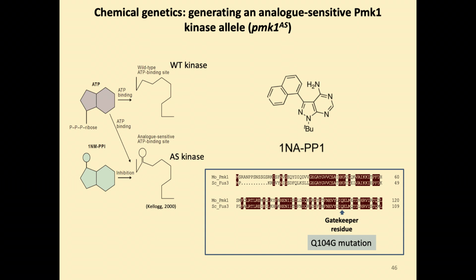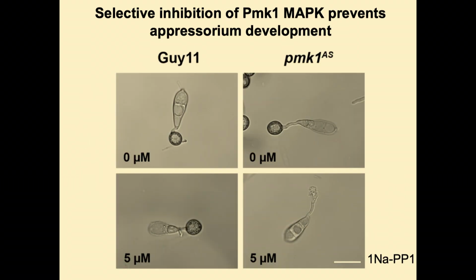So we can make an analog sensitive kinase, which means that we can now switch the kinase off whenever we want to using a drug. So we've now got a conditional mutant. To test that it worked, first of all, we took the mutant phenotype we were familiar with. This is the PMK1-AS analog sensitive strain. You can see normally in the absence of an inhibitor, it makes appressoria normally. But if you add the inhibitor, it stops making an appressorium.